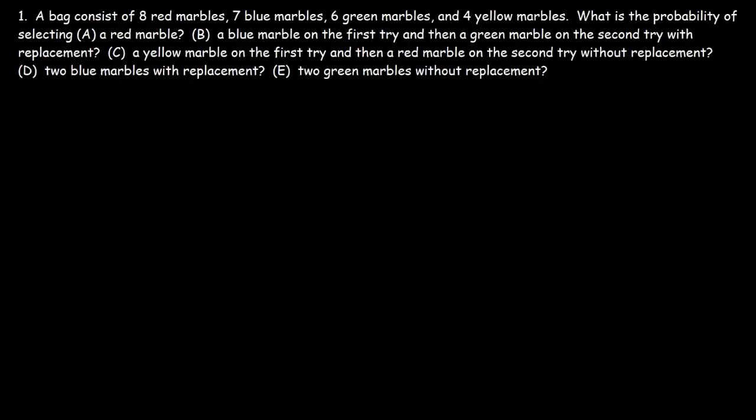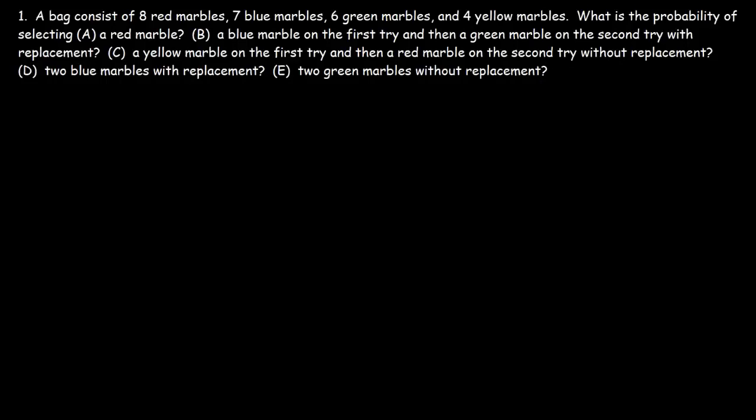Number 1, a bag consists of 8 red marbles, 7 blue marbles, 6 green marbles, and 4 yellow marbles. What is the probability of selecting a red marble? Now, if you want to work out this problem, pause the video and go ahead and do so.